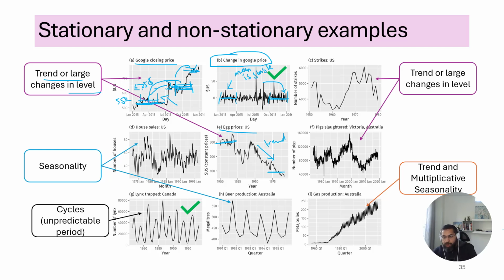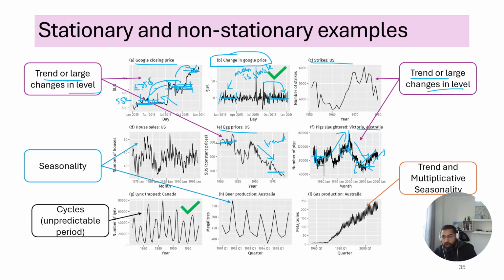Okay, pigs, consumed for meat in Victoria, Australia. Again, you can see a trend going up for this part of the time series, then a trend going down for this part, and again going up for this part. At different times, the mean is here, then the mean is up here, then the mean is down here. So the mean is changing over time. So again, trend or large change in level, not stationary.